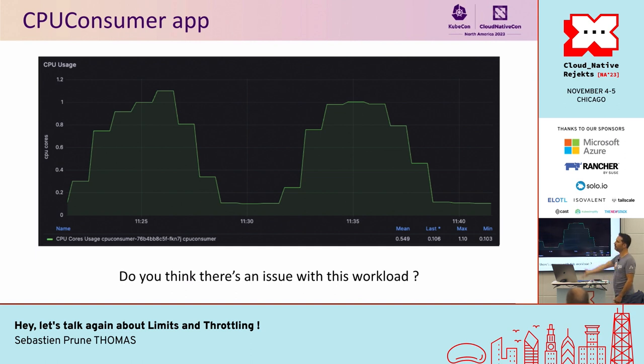Who thinks this application is behaving normally? Who thinks this application is working fine? Who thinks there is a problem with this application? Yeah, you guessed it. Of course there is a problem.